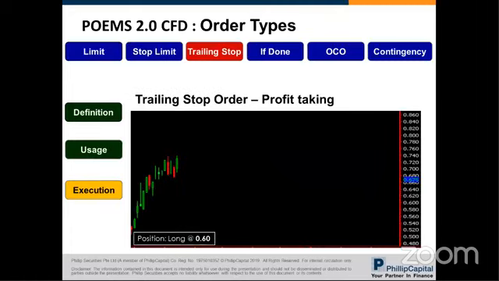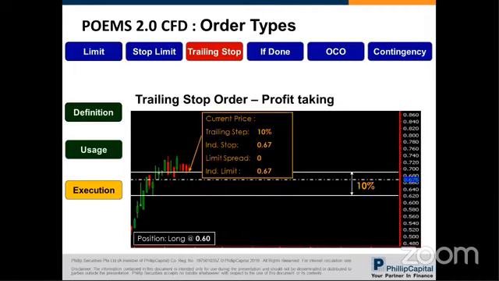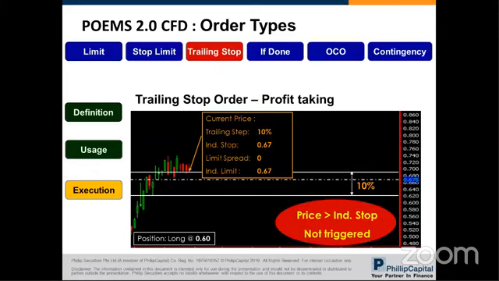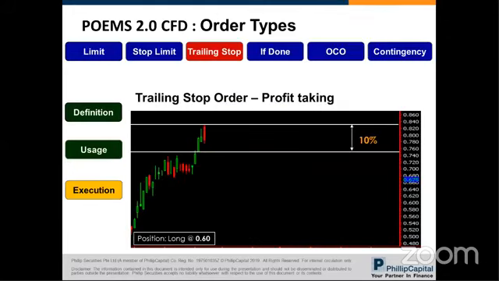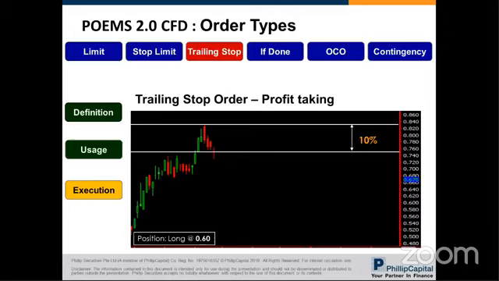For the slide itself, if we move up, the current price is 74 cents. Based on the step that you indicated as 10%, the stop will move up to 67 cents. Likewise, if the share price drops and bounces back at 68 cents, because it didn't touch the 67 cents, it will not be triggered. It goes up again to 83 cents, and right now the stop price that you're setting moves up to 75 cents.